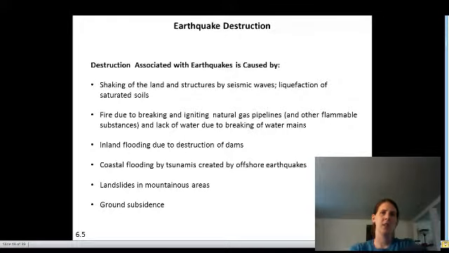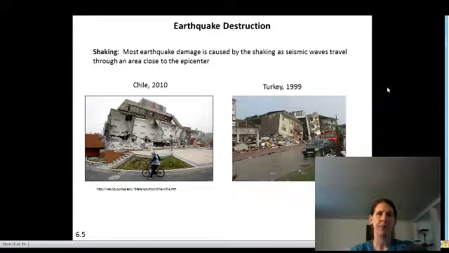The destruction of earthquakes can be caused by the shaking of the land and the seismic waves. And this can cause liquefaction of saturated soils, creating landslides and mud flows. Fire due to breaking or ignition of natural gas pipelines, inland flooding due to destruction of dams, coastal flooding due to tsunamis, the landslides, and ground subsidence, basically the vertical collapse of a landscape due to liquefaction, due to a breakup of material. So this is just showing some destruction in Chile and Turkey from some recent earthquakes and the impact it's had on the buildings there and the infrastructure.